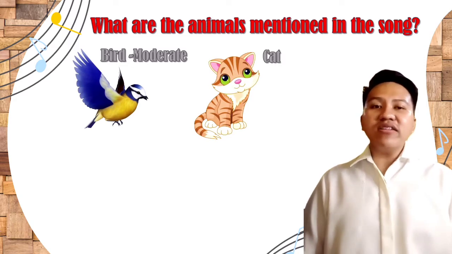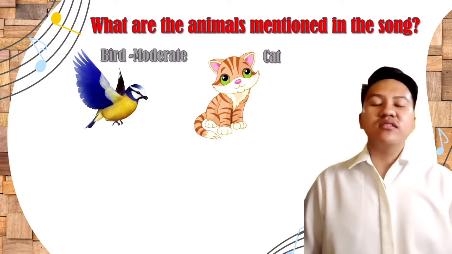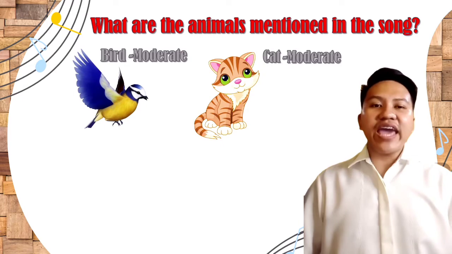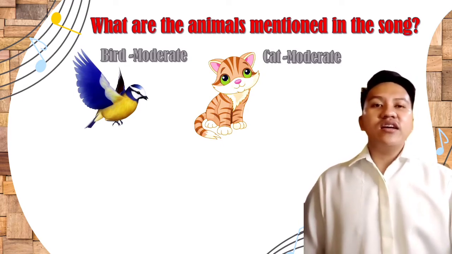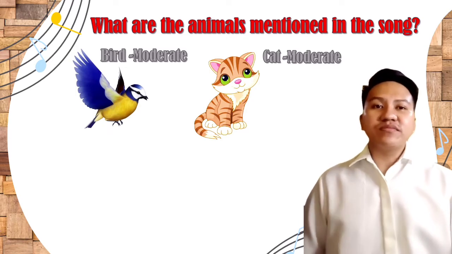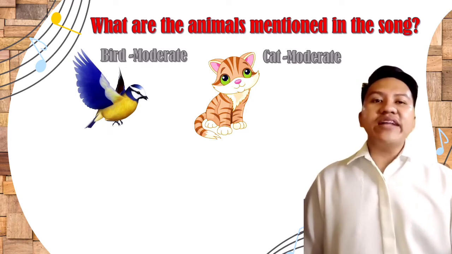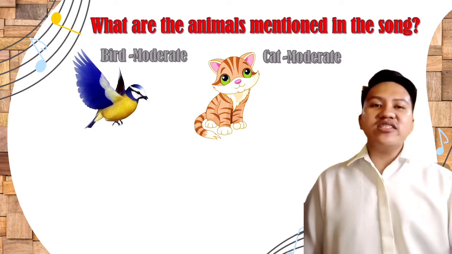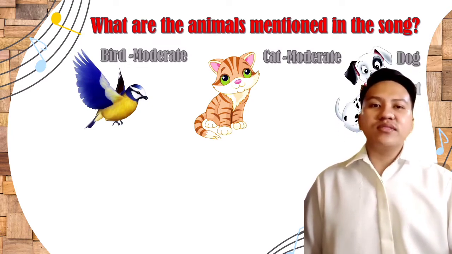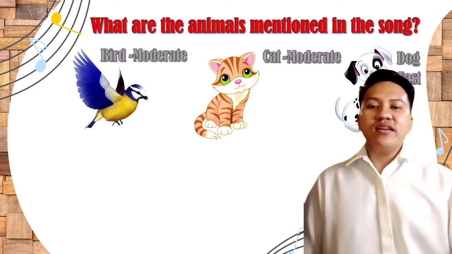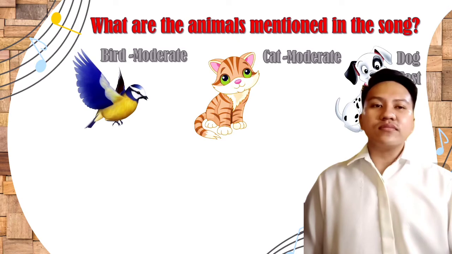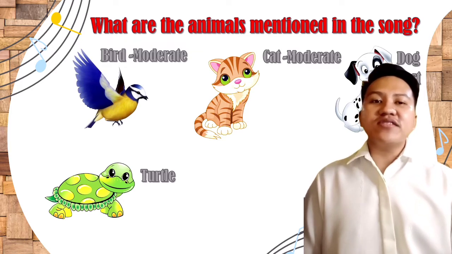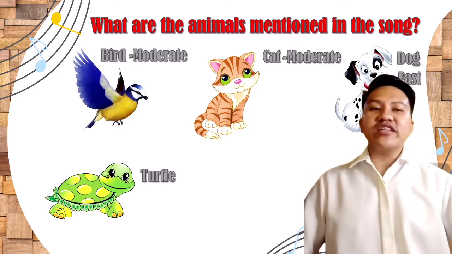Okay, a cat. So, how does a cat move based on the speed of the song? Good job. The cat moves moderate. Okay. So what else? Yes, Mr. Dominic Mariano. Okay, a dog. So how does a dog move based on the speed of the song? Okay, good job. So a dog moves fast. So what else? Yes, Miss Rufo. Okay, a turtle. So, how does a turtle move based on the speed of the song? Good job! So the turtle moves slow.